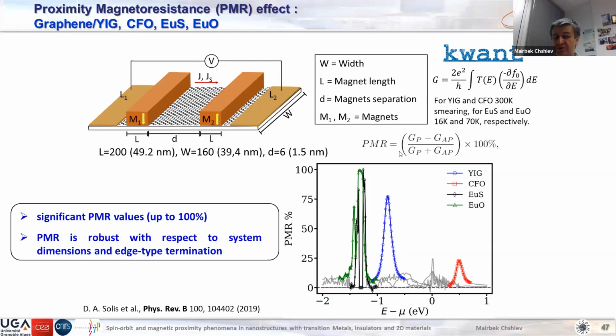What is interesting also, I don't show it here, is that the phenomenon seems to be quite robust if you change the nature of the graphene edges here. You can use armchair or zigzag or even mixed, and this proximity magnetoresistance survives quite well.